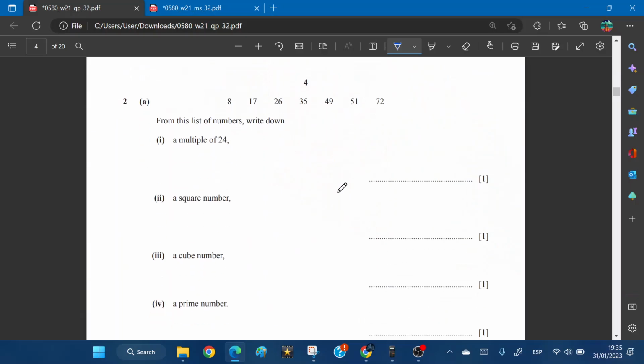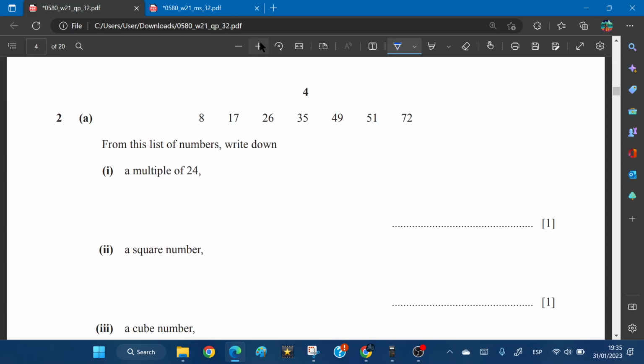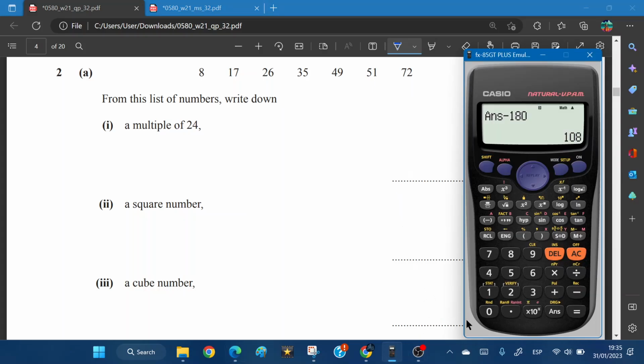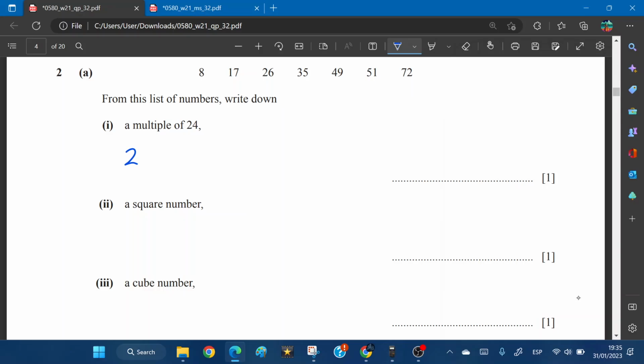Excellent. Right, question 2. From this list, write down a multiple of 24. The multiples, of course, think of the multiplication tables. So 24 times tables. We've got 24. 2 times 24 is 48. 3 times 24 is 72. So imagine you're writing the 24 times table. So the answer here would be 72, because 3 times 24 is 72.